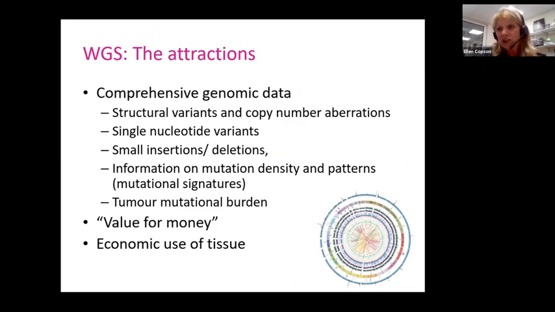The attraction of whole genome sequencing is that you can pick up stuff you won't get on some panel tests. For example, tumor mutational burden, which we know can be a biomarker for response to immunotherapy. It saves you doing lots of different tests on one tumor. You're just doing it all in one go.